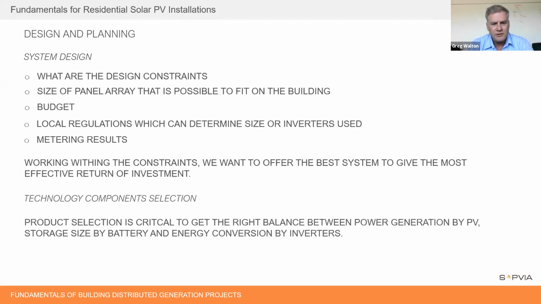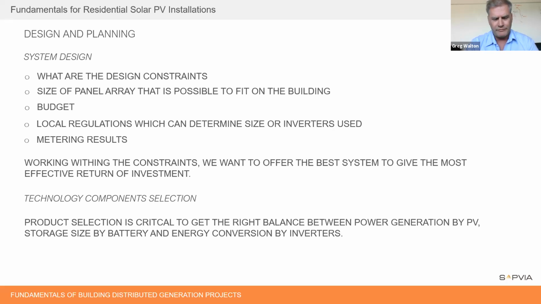Yeah, so product selection is very critical. You've got to get the right balance. You've got power generation from your PV, you've got the storage size of the battery, and you've got the energy conversion by the inverter. So that ratio has got to work nicely. There's no point in having a battery which is never going to be full from the small array that you've got. You've got to make sure that your array is going to be filling the battery and obviously providing power during the daytime, and your battery's got to be able to run for whatever hours you set it with. So the ratio is very important.